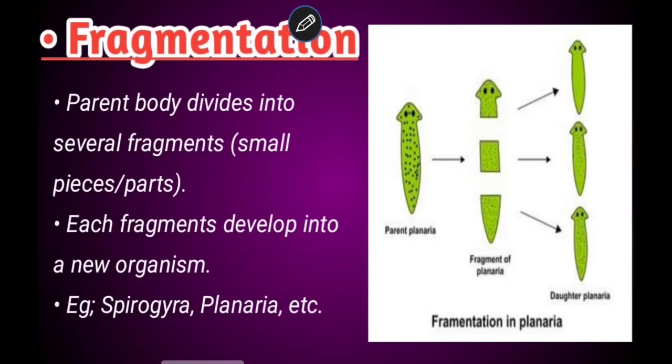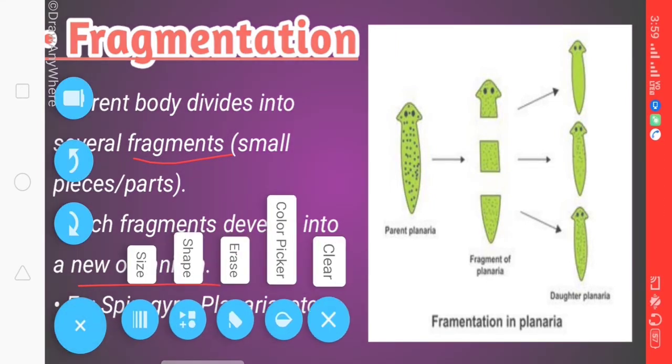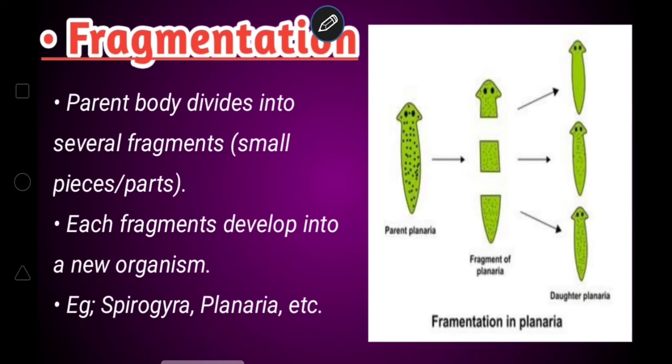Now let's see another type of asexual reproduction, that is fragmentation. Here the parent body divides into several fragments. Fragments means small pieces or small parts. It will be broken into small pieces, and each fragment develops into a new organism. From each of the pieces we can get a new organism. For example, Spirogyra and Planaria.